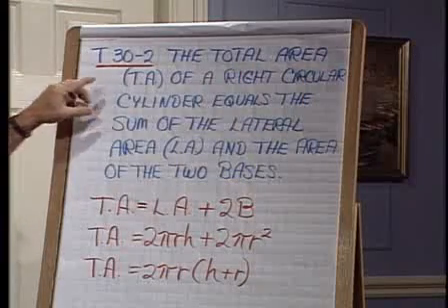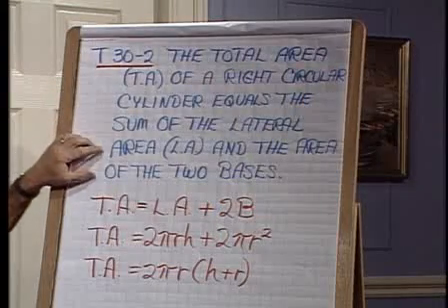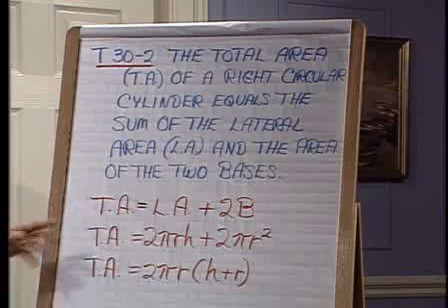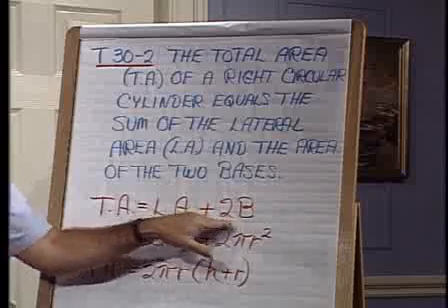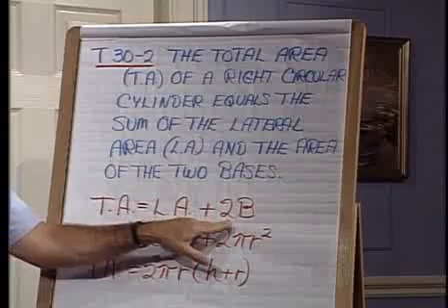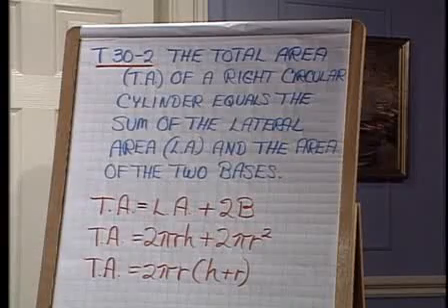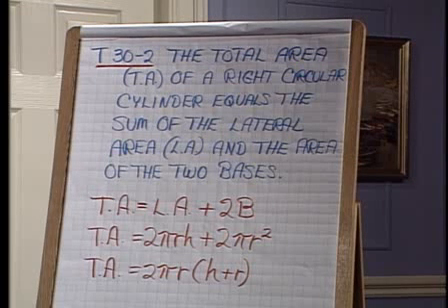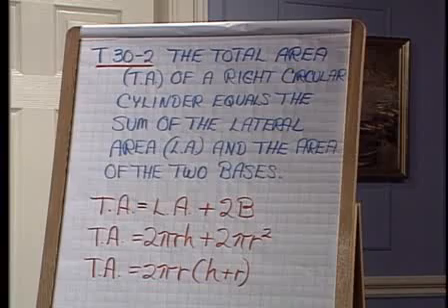The total area of a right circular cylinder equals the sum of the lateral area and the area of the two bases. Well, of course, very logical. The lateral area plus the area of any of the bases, and a cylinder has two of them, the very top and the very bottom. So logically, we have to add the lateral area to two circles.